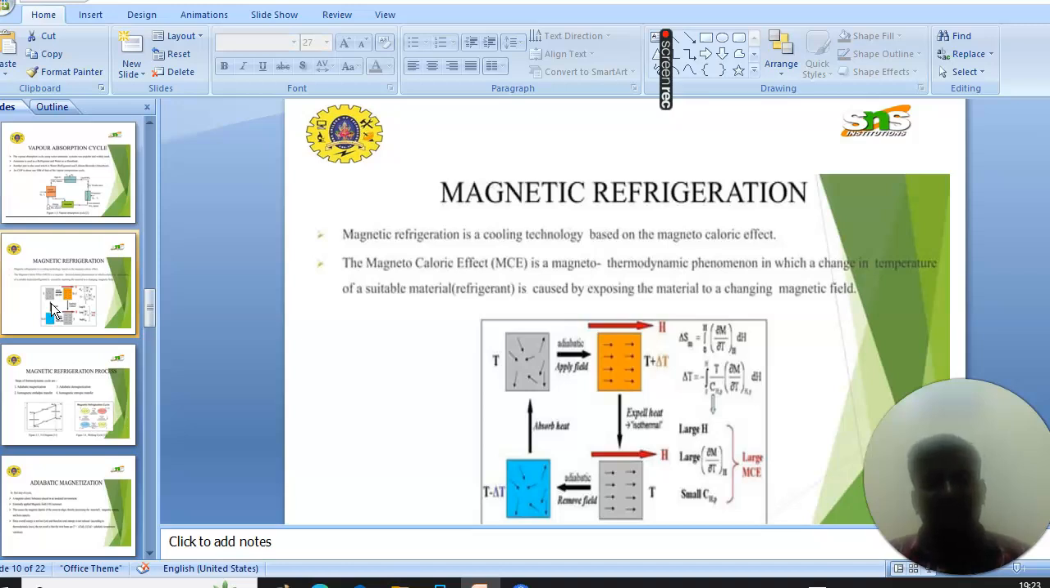The next is magnetic refrigeration. Magnetic refrigeration is a cooling technology based on the magnetocaloric effect. The magnetocaloric effect is a magnetothermodynamic phenomenon in which a change in temperature of a suitable material is caused by exposing the material to a changing magnetic field. Further, in the next PPT, we will see the components and working principle of magnetic refrigeration.